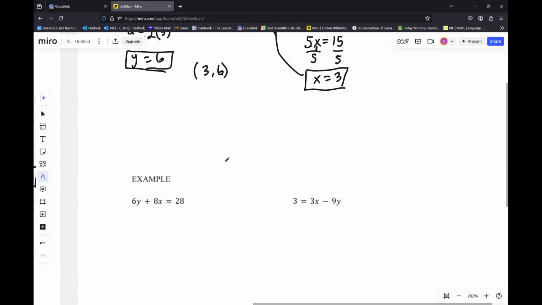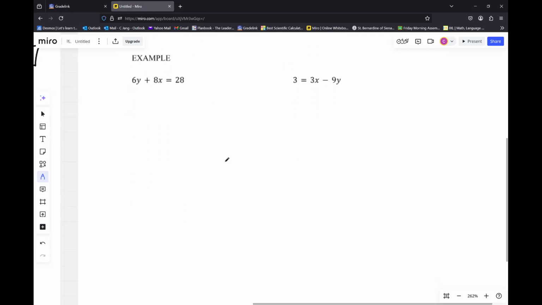Hopefully that makes sense. Let's move on to the last example. In this case, none of these gives me a good choice for x or y. Both are pretty complicated. So what I'm going to do is just pick one. It doesn't matter which one I pick.